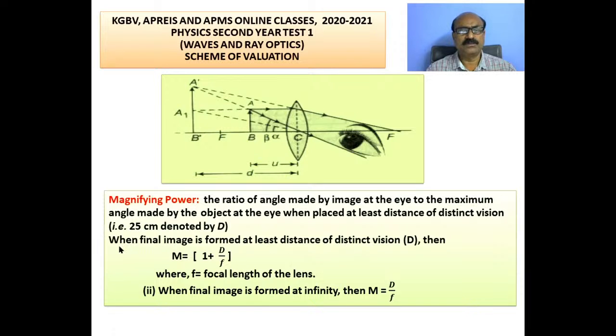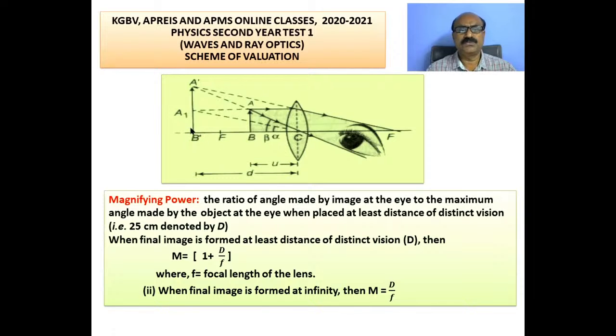So we have to write down, when the final image is formed at least distance of distinct vision D, then the magnifying power is equal to 1 plus D by f, where f is the focal length of the lens.